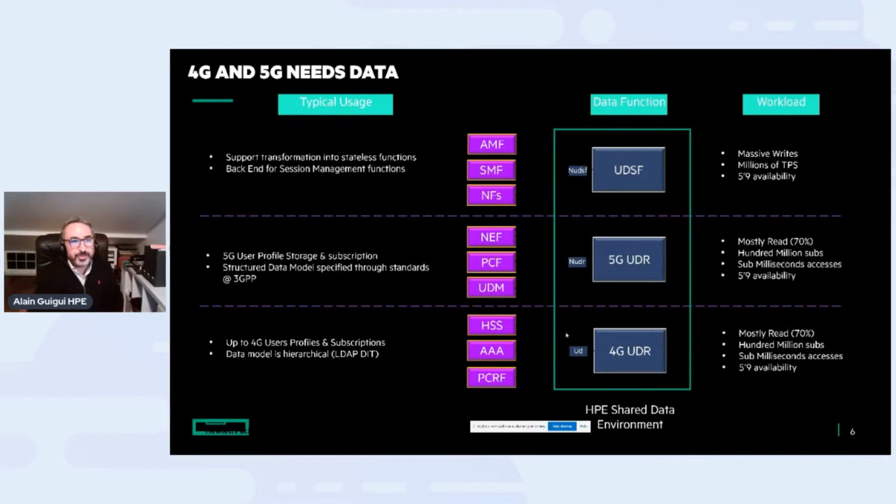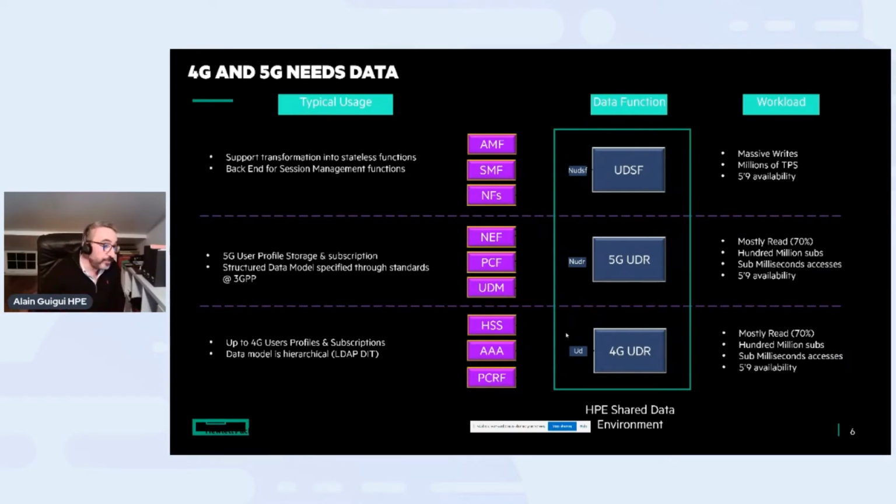And when we look at the UDR, from the standpoint of a database, the workload is pretty different. It's mostly read. You consult, and you update from time to time. But it has to handle from very small deployments to hundreds of millions of subs. And it has to provide sub-millisecond accesses, and again, 5.9 availability. The 4G UDR is pretty much the same, but as opposed to offering a REST interface, because of legacy protocol being normalized, it offers an LDAP interface. But from the standpoint of the workload and the database, it is pretty much the same.